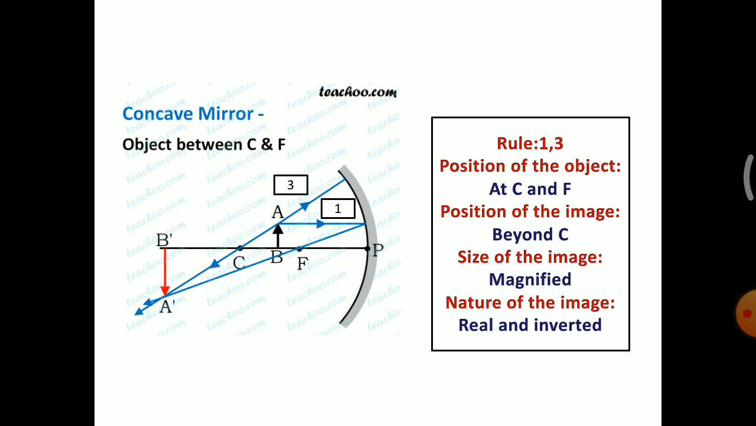Now compare the object size with the image size. Here the image is magnified. The nature of the image: here the image is formed below the principal axis, so it is real and inverted.